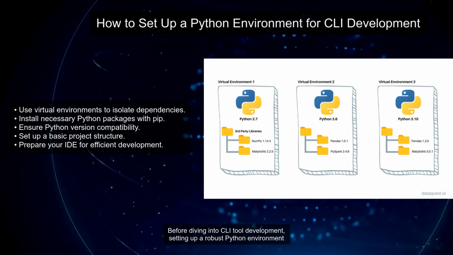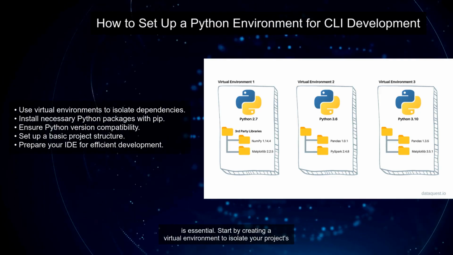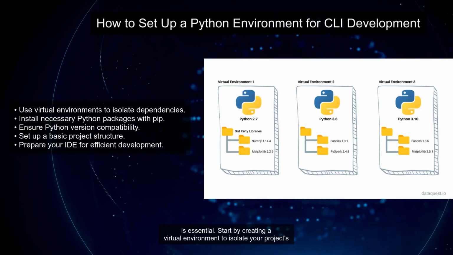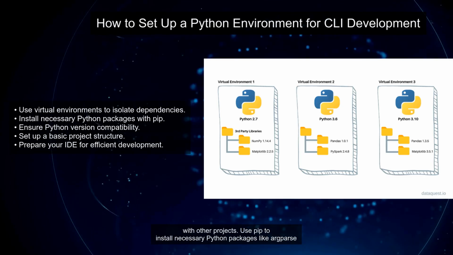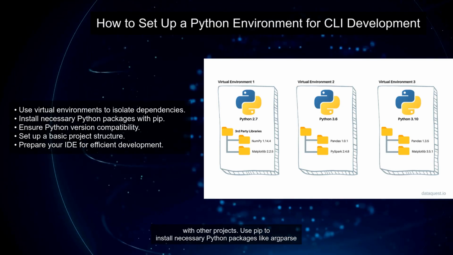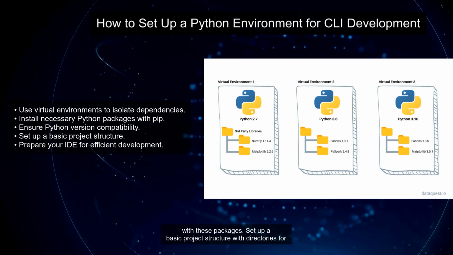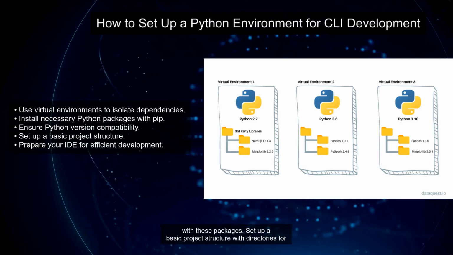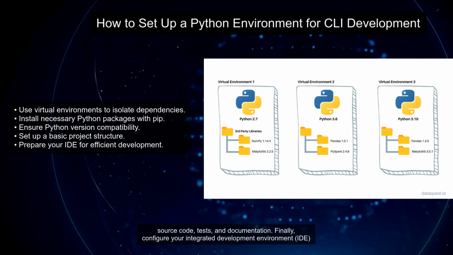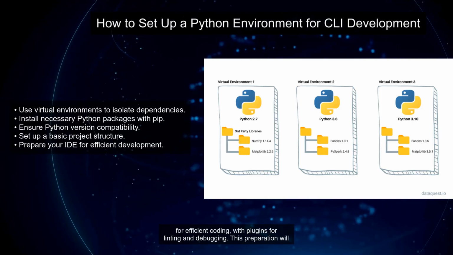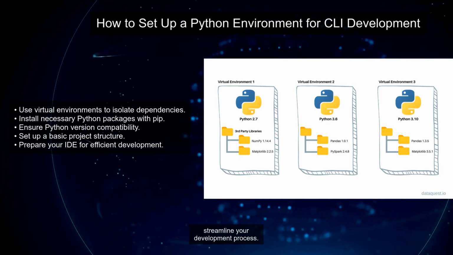Let's dive in. Before diving into CLI tool development, setting up a robust Python environment is essential. Start by creating a virtual environment to isolate your project's dependencies. This ensures that your CLI tool can run independently without conflicting with other projects. Use pip to install necessary Python packages like Argparse and Docker SDK. It's crucial to ensure your Python version is compatible with these packages. Set up a basic project structure with directories for source code, tests, and documentation. Finally, configure your integrated development environment (IDE) for efficient coding, with plugins for linting and debugging. This preparation will streamline your development process.